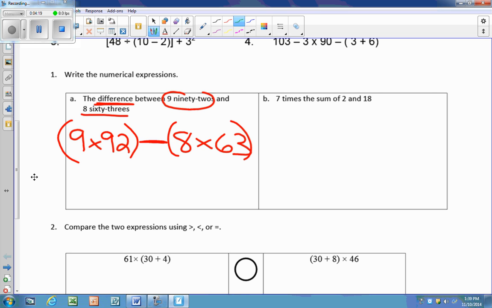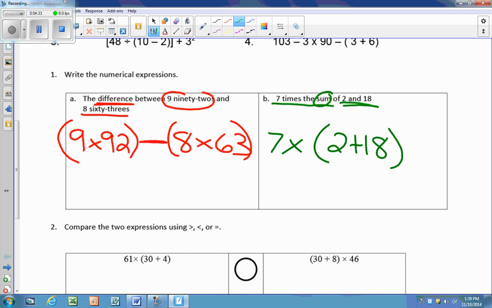Next is 7 times the sum. So I have to find the sum of these two numbers first before I do 7. So to find the sum, it tells me to add, and I want to do 7 times that sum.